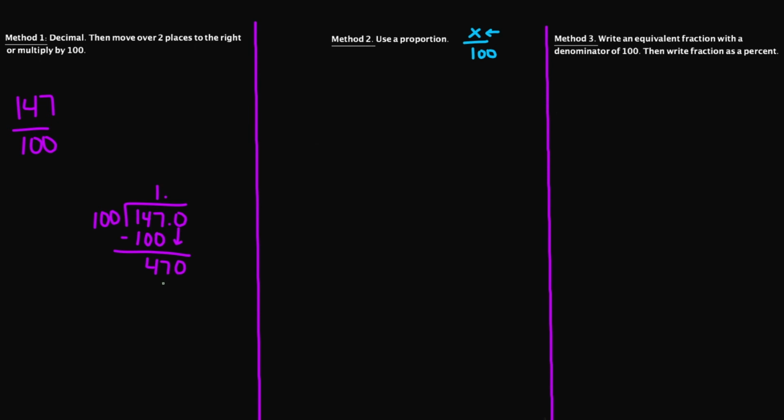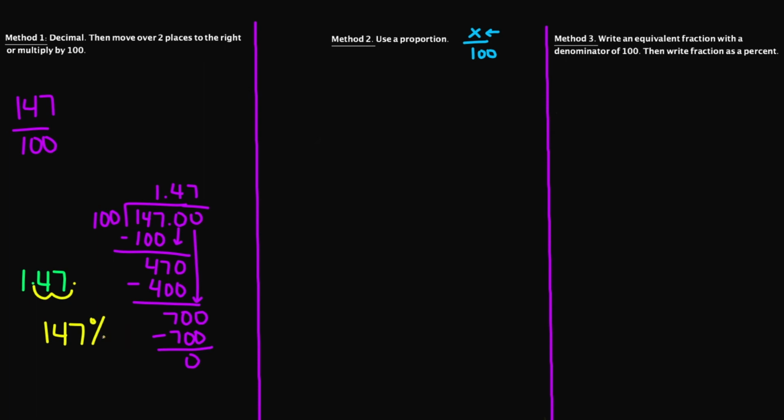100 goes into 474 times. 100 times 4 is 400. 470 minus 400 is 70. I'm going to bring down my 0 because 100 doesn't go into 70. However, 100 does go into 700 7 times. 100 times 7 is 700. 700 minus 700 is going to equal 0. So as a decimal, we have 1.47. If I move 2 decimal places to the right, 1, 2, it's going to be right here. So your percent is going to be 147%.